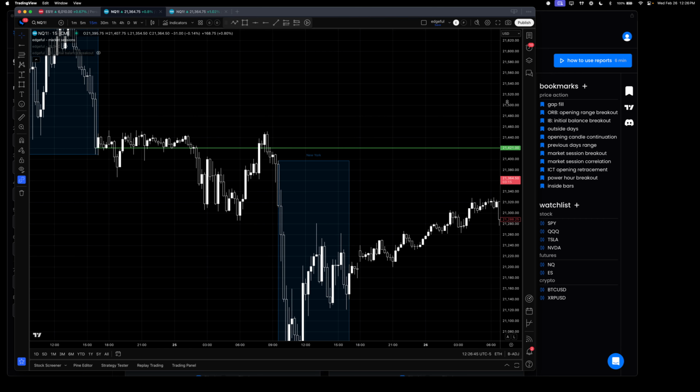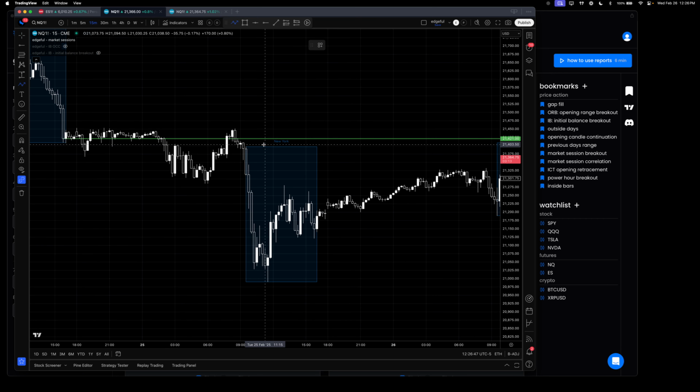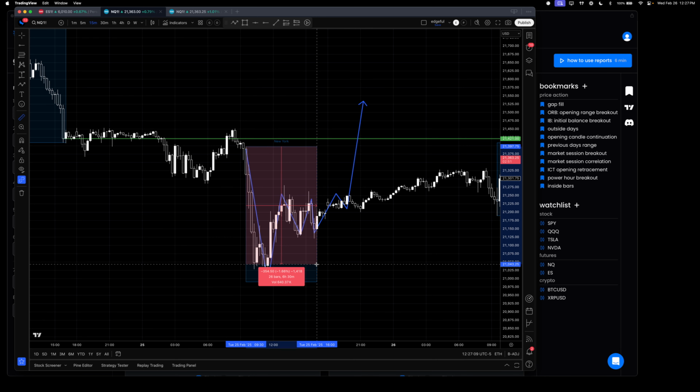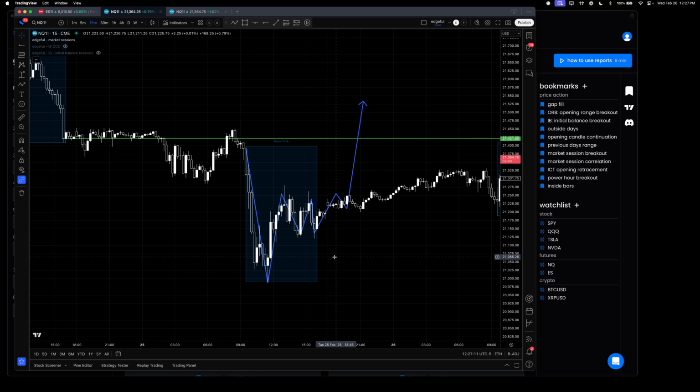If price does this, and then it does that, and then it does that, and then it does this, and then the session closes. So right here, the session closed, and then price did this later. This is not going to count as a gap fill because it did not happen within the data that you're looking at. So this is extremely important.